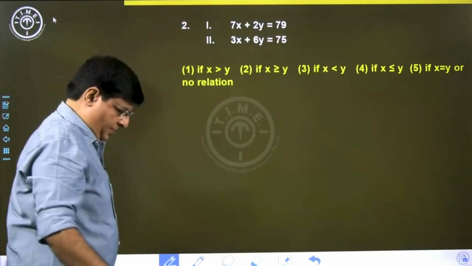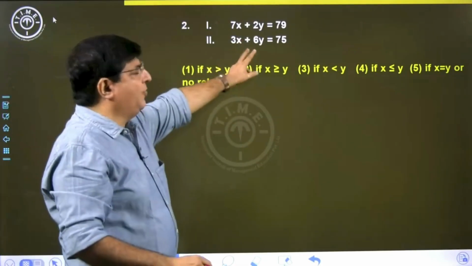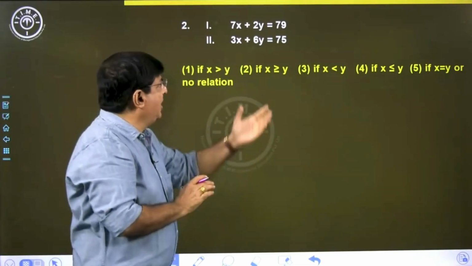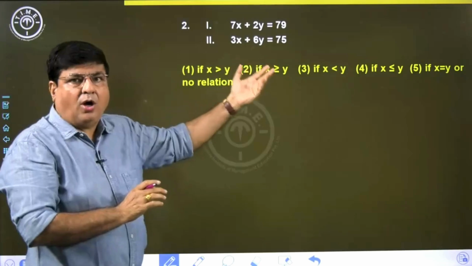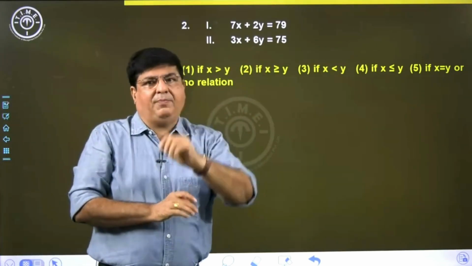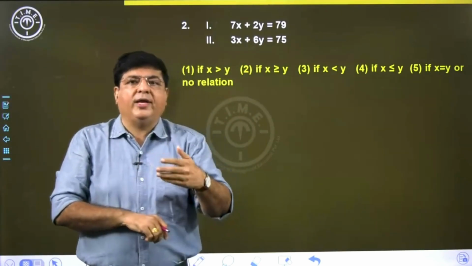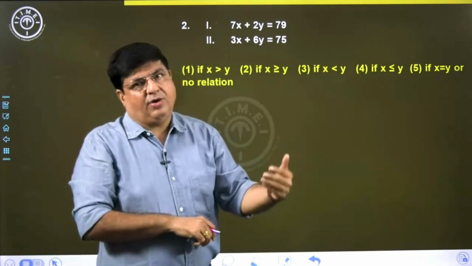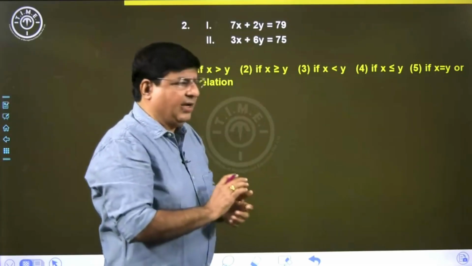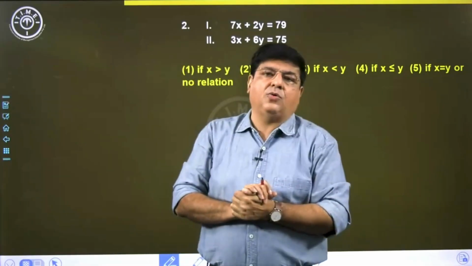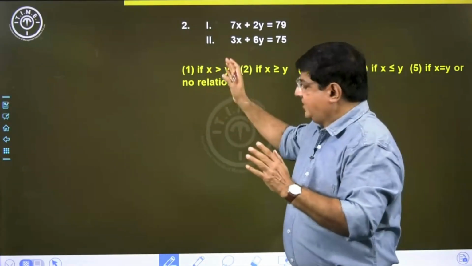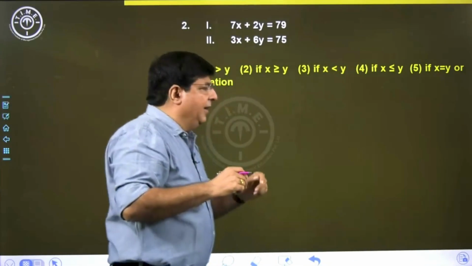Question number 2. Now this is not a quadratic equation, it's a linear equation. Don't be surprised. Sometimes you can get questions on linear equations, or sometimes roots will be present in the equation, like 2x square plus 5 root 3x plus some constant equal to 0. So not only quadratic equations, you can also expect questions on linear equations where the values of x and y need to be compared. Let us solve this.